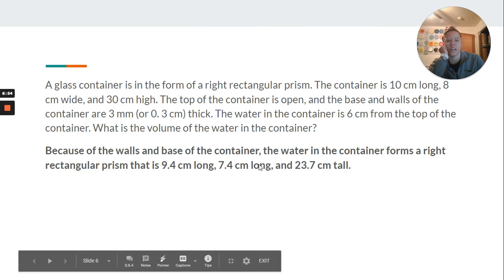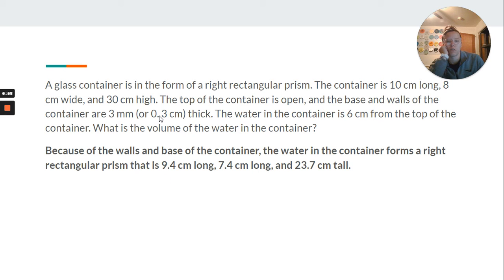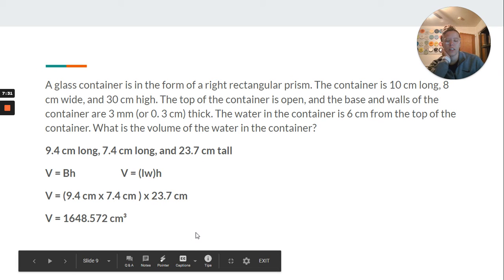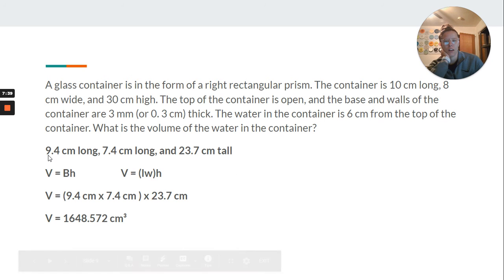So, because of the walls and base of the container, the water forms a right rectangular prism because of that 0.3, or the 6 centimeters, excuse me. So we have 9.4 centimeters long, 7.4 centimeters wide, and 23.7 centimeters tall. Okay, so to find the volume, we're going to take 9.4 times 7.4, and then multiply that times 23.7. So we get 1,648.572 centimeters cubed, and that's the volume of the water that's in the container. So again, the reason that we are not using the full height is because the water is 6 centimeters from the top. Okay, and the base and the walls are 0.3 centimeters thick. That should be 0.6.